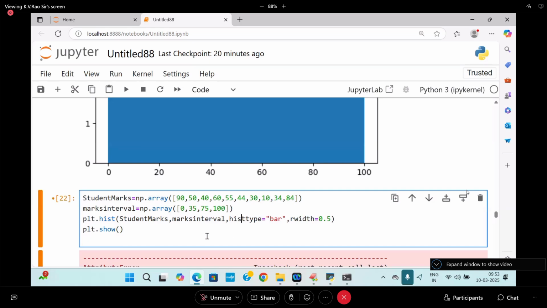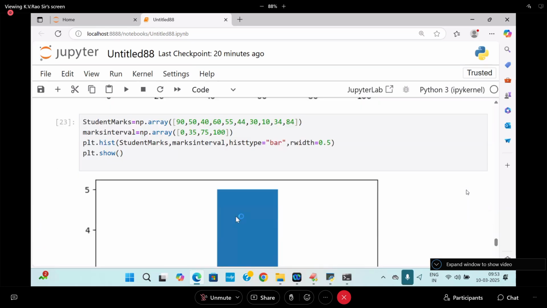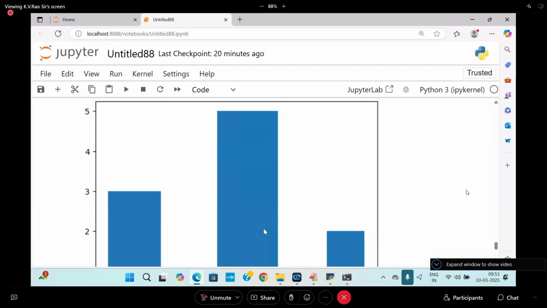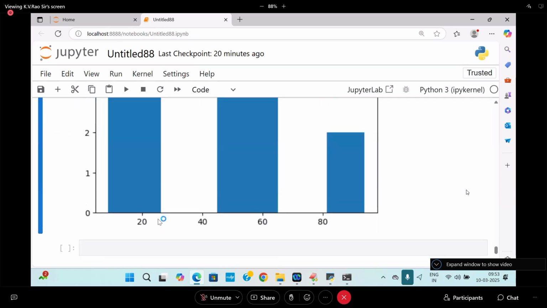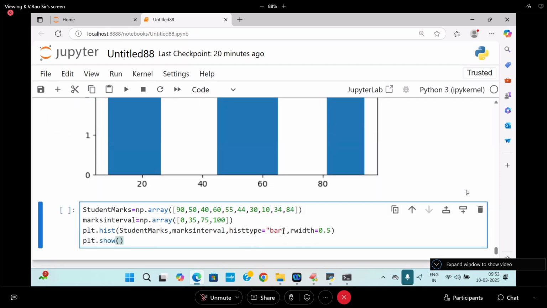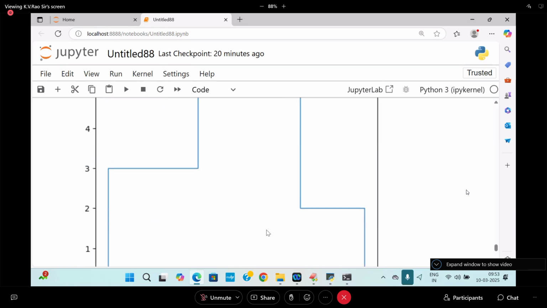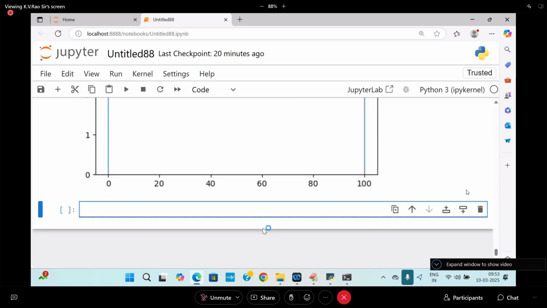Histtype, I am going to write it. This is the data we got. Next, rwidth is equal to, and next I will go to rwidth, not a point. Step here, so step with edge color and all those things you can take. By default, this is the data we are getting. I hope you are following me.